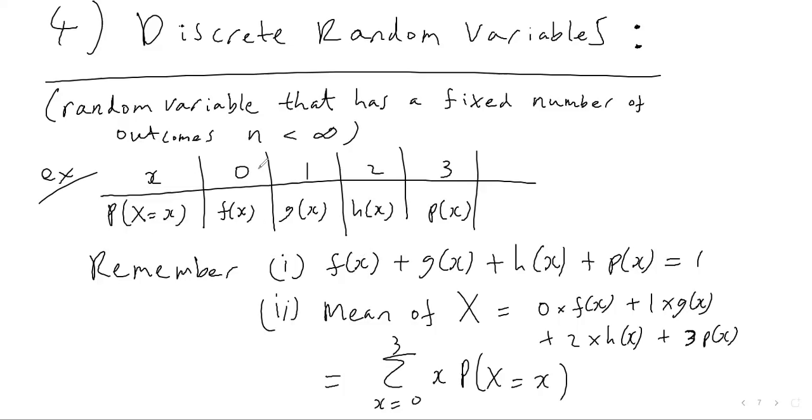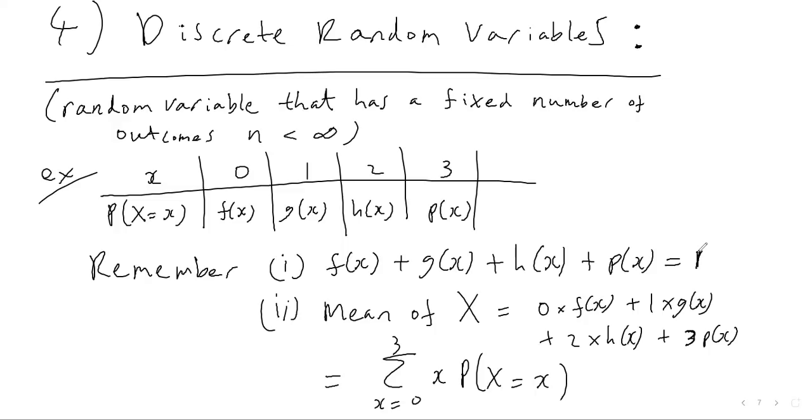So for example, let's say you're taking penalties. X is the number of penalties that you score. So you may score 0, 1, 2, or 3. And then you've got a probability. The probability you score 0 is f of X. Probability you score 1, g of X. Probability 2, h of X. Probability 3, p of X. Remember probabilities add up to 1. So f plus g plus h plus p is equal to 1.